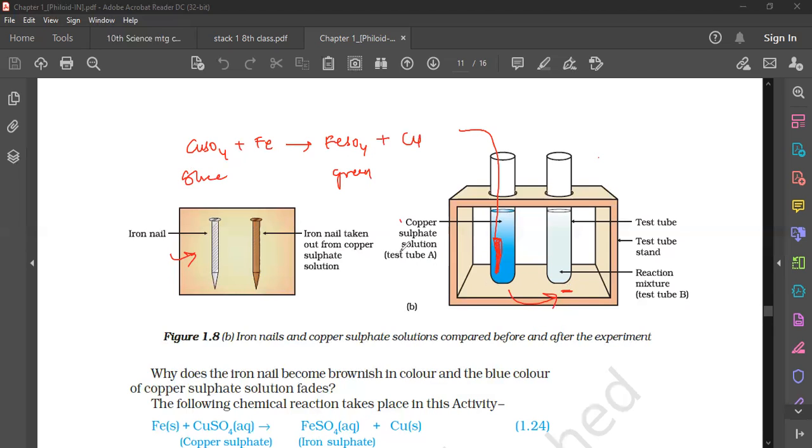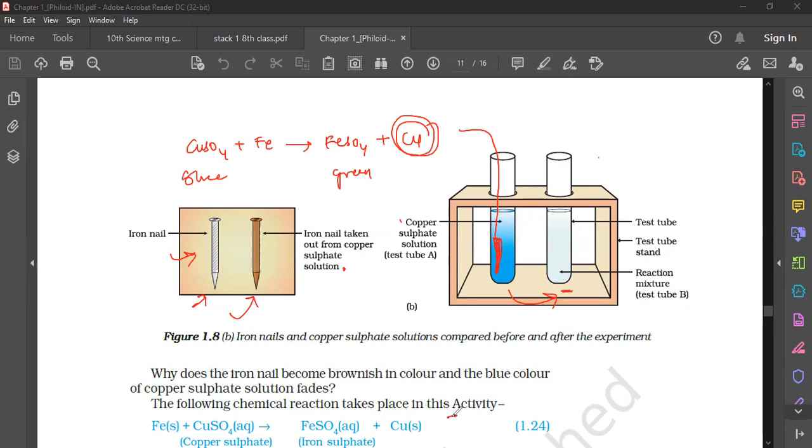Now where will this copper go and deposit? The copper will deposit on the iron nail here. Initially the iron nail is white in color, but after the chemical reaction, the pure form of copper, brownish in color, deposits on the surface of the iron. So the iron nail taken out from the copper sulfate solution looks like this color. Now it is clear.